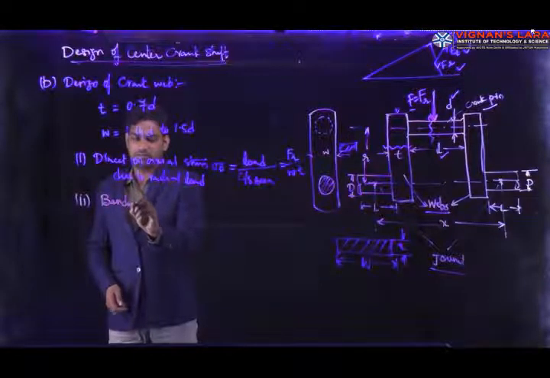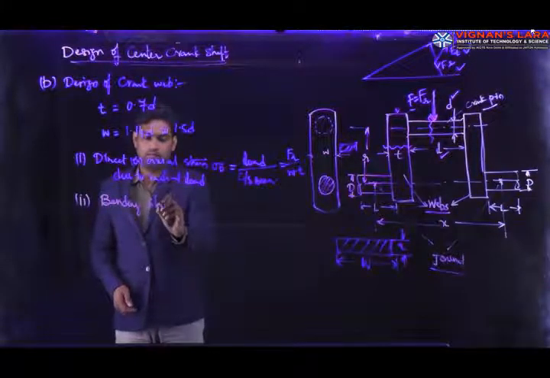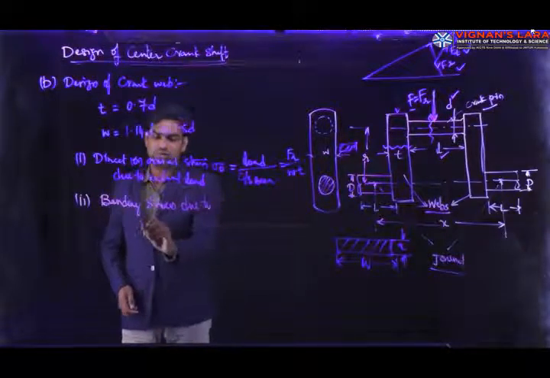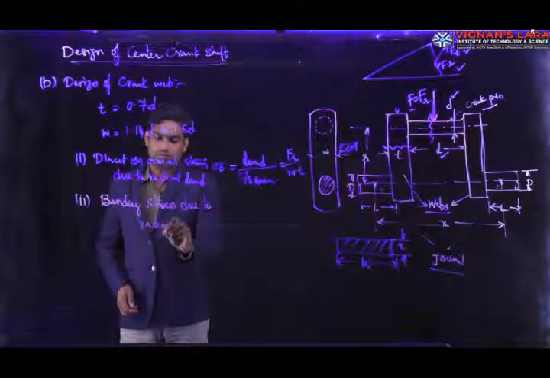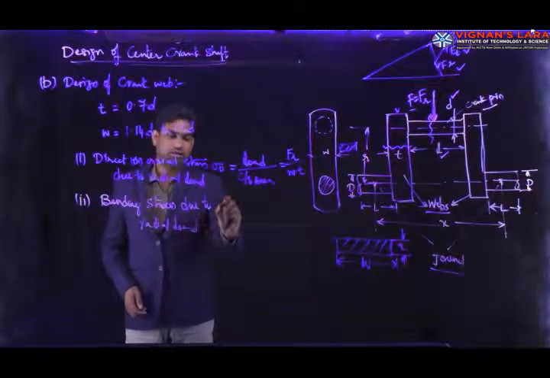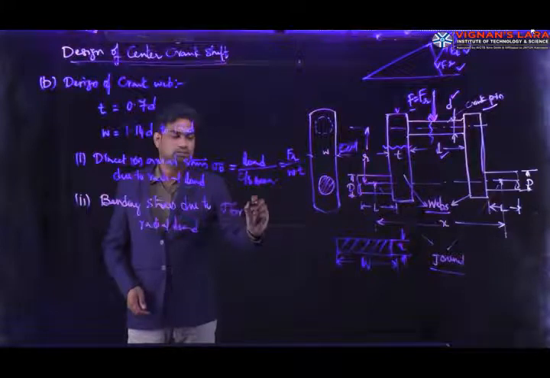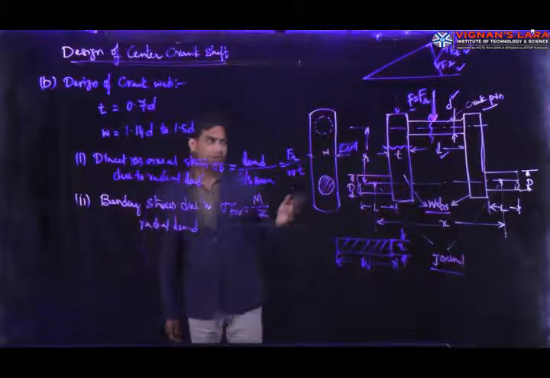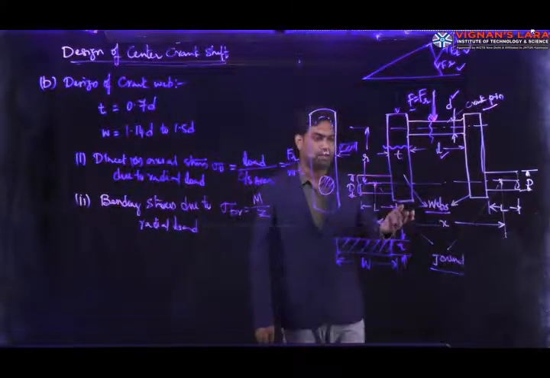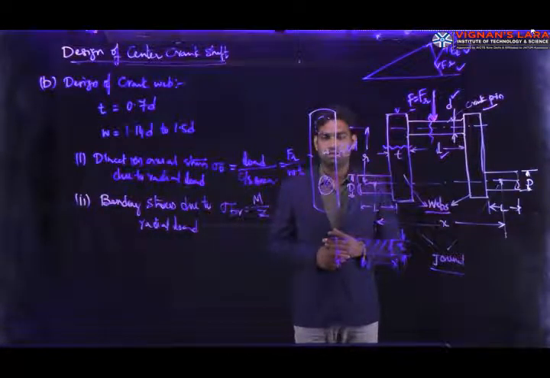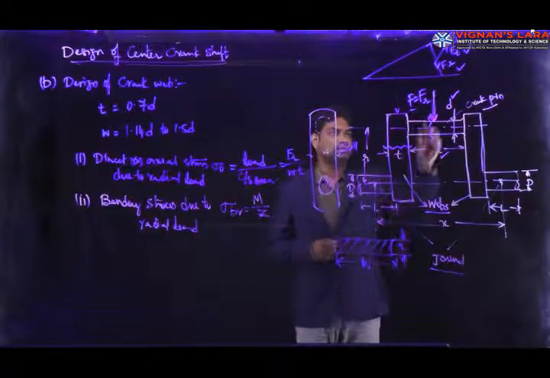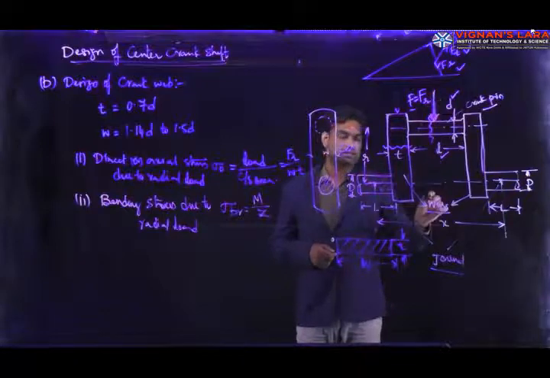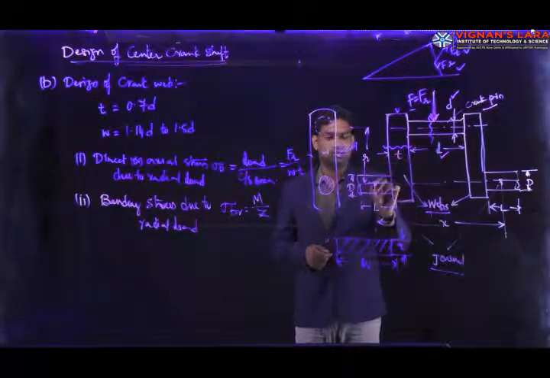The second stress induced in the web is the bending stress. Again this bending stress due to the radial load is denoted by sigma Br. We know that it is given by M by Z, that is the bending moment acting on the web and the section modulus of the web. Here the radial load is acting, so we can take this as a symmetric section. The load is acting from here and the support is here.